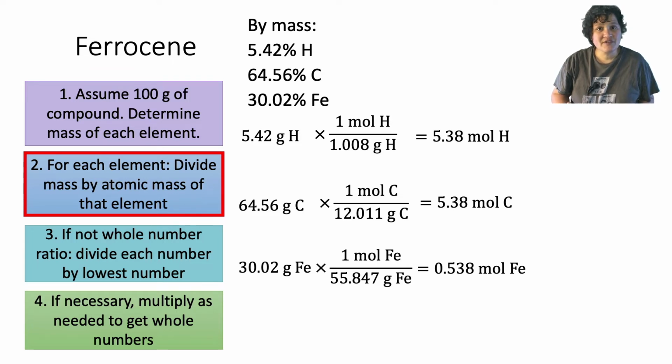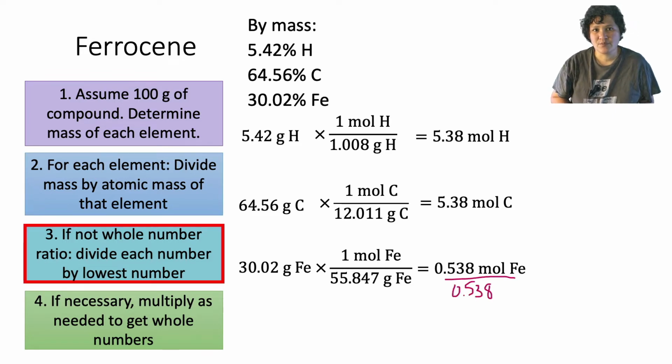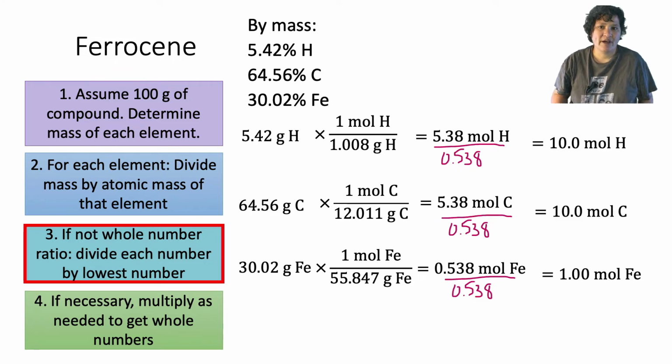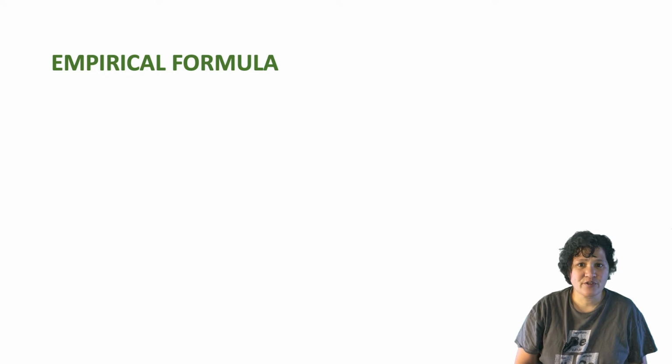Now at this point, if you're good at math, you can see where this is going, but let's just keep following our steps as usual. We divide by the smallest number, 0.538, and that gives us 1 mole of iron and 10 moles each of carbon and hydrogen. So our empirical formula here is C10H10Fe.